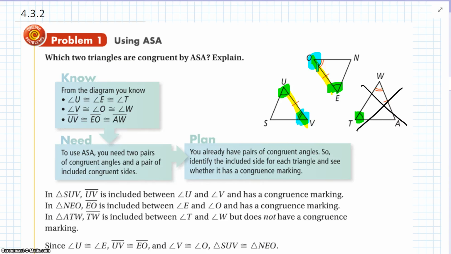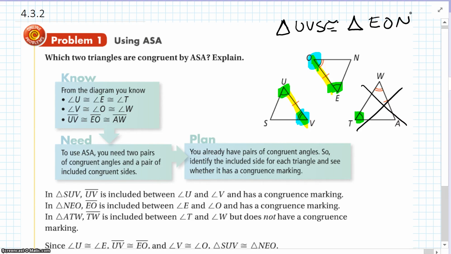Okay? So how would I list it? I would say triangle UVS is congruent to triangle. U and E are the same. V and O are the same. And S and M are the same. So triangle UVS is congruent to triangle EON.